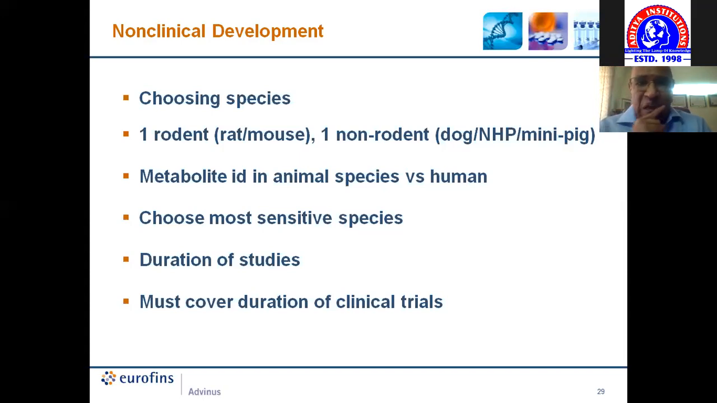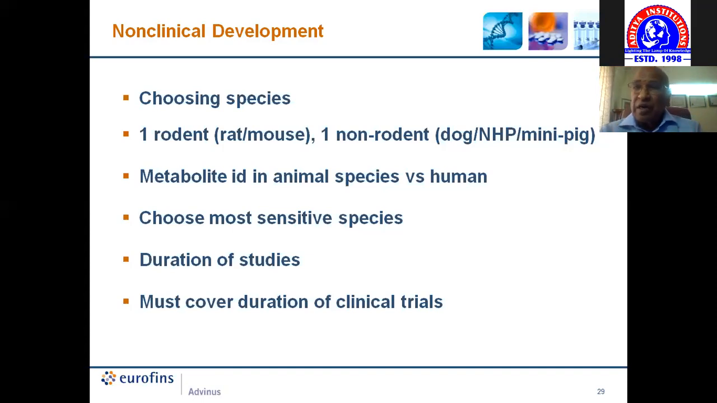Now it comes to the metabolite. In some cases, the drug is metabolized and the metabolite can be toxic also. We need to understand and do such studies. And finally, choose the most sensitive species and duration of studies. Duration of studies is always based on the duration of exposure in human beings. In the early phase one trial, when we are testing the drug for safety in normal human beings, we typically test for approximately a week or 2 weeks maximum.